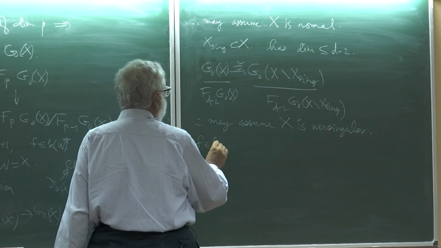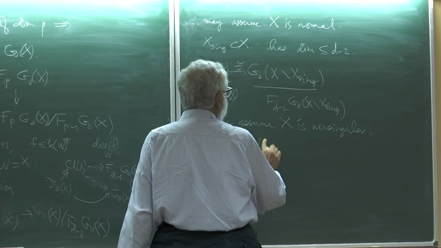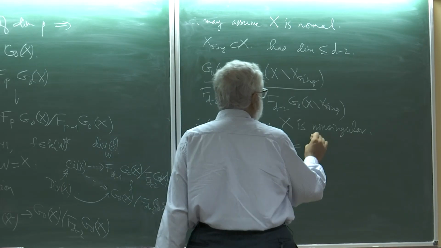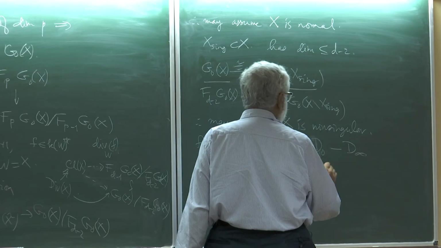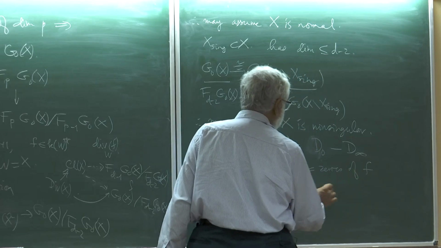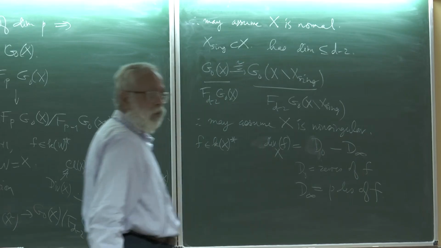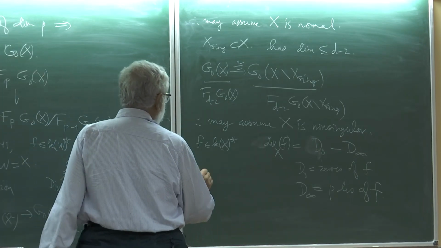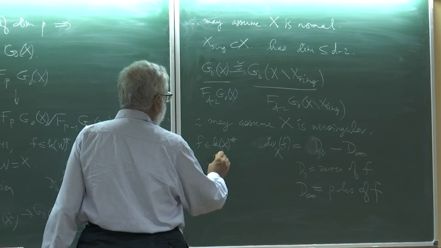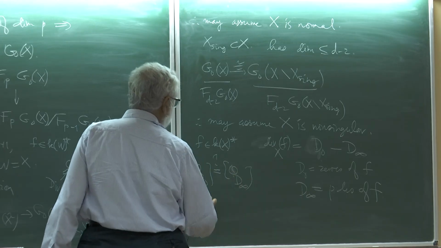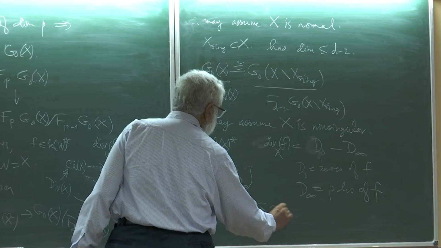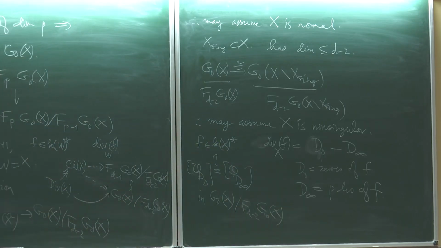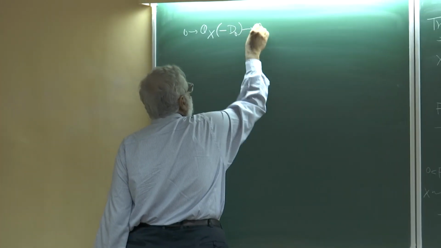So now I've got f in K(x) star, and I have the divisor of f. Let me write it as d0 minus d infinity, where d0 equals zeros and d infinity is the poles. And I'd like to know whether the class of d0, so to speak, the class of O d0, is the same as that of d infinity. That's my problem.